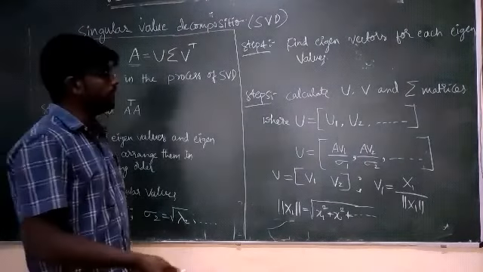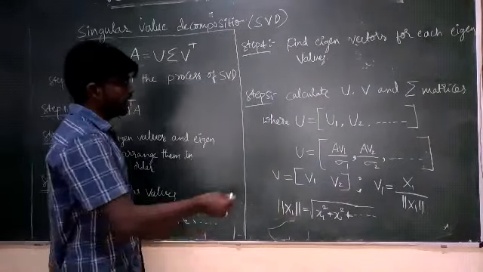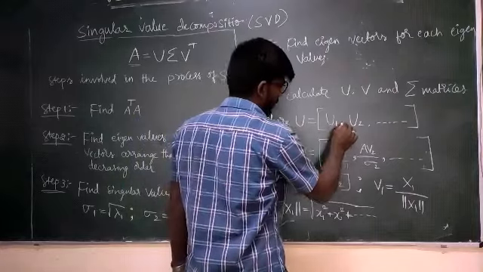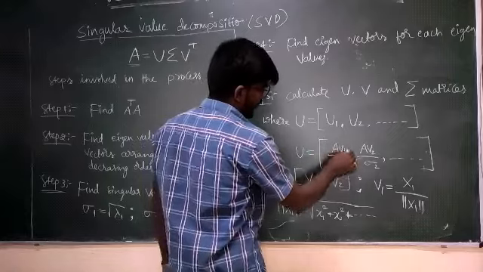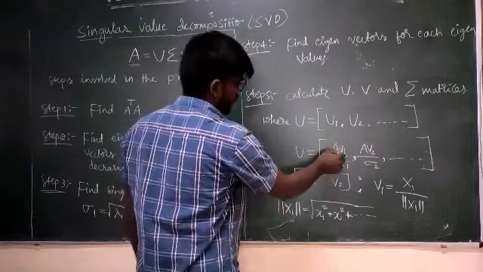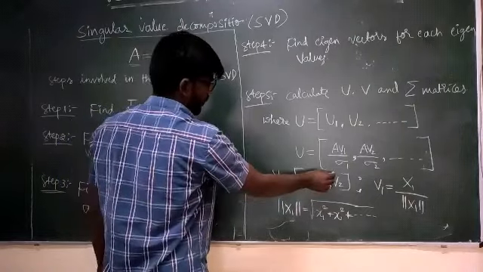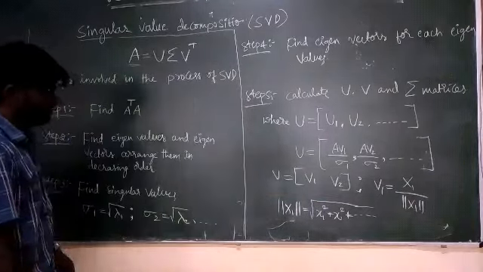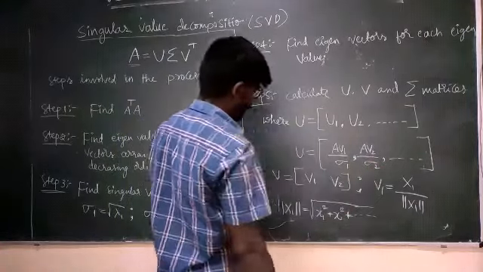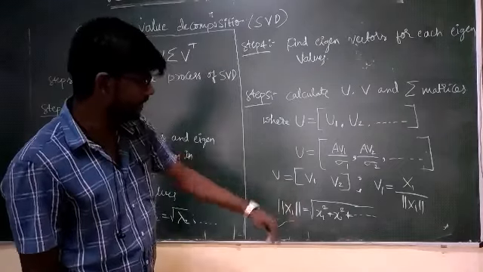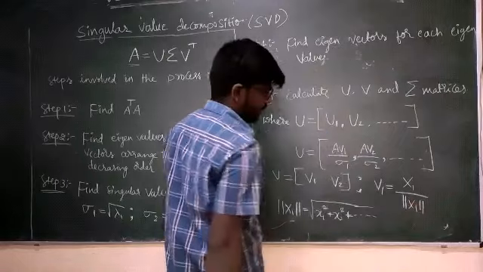Then in step 5, calculate the U, V and sigma matrices. Here, to calculate U, we have U1, U2. How to find U1 and U2? U1 is nothing but A V1 by sigma 1, where A is the given matrix, V1 we have to find, and sigma 1 is the singular value. Then A V1 by sigma 1, A V2 by sigma 2. And how to find V1 and V2? V1 is nothing but x1 by the norm of x1.